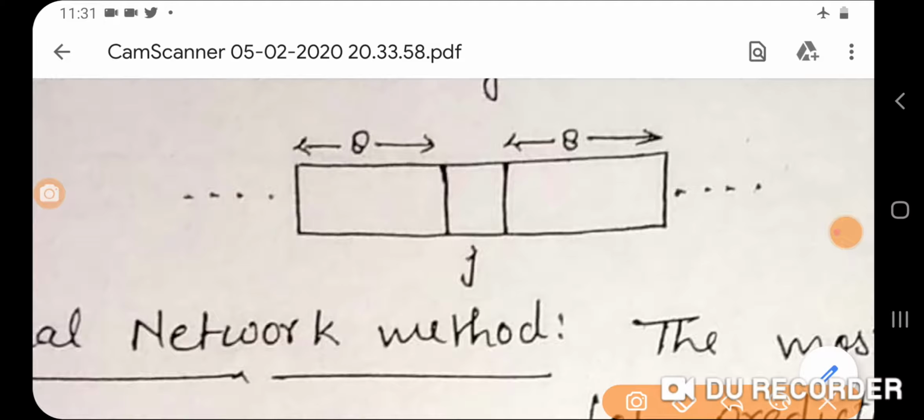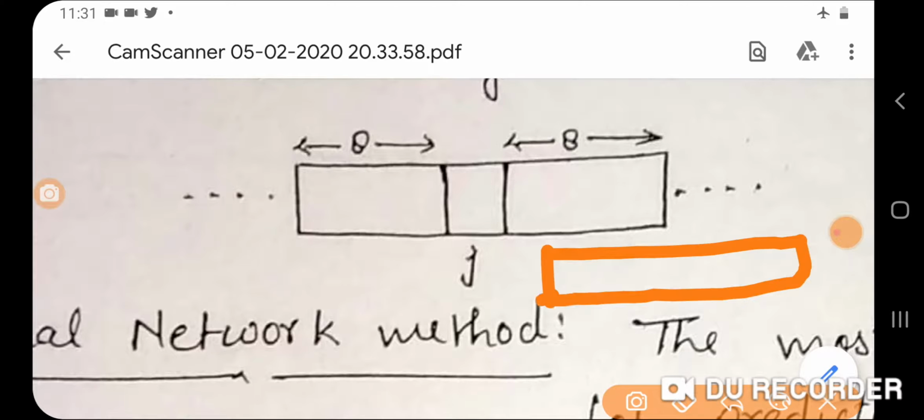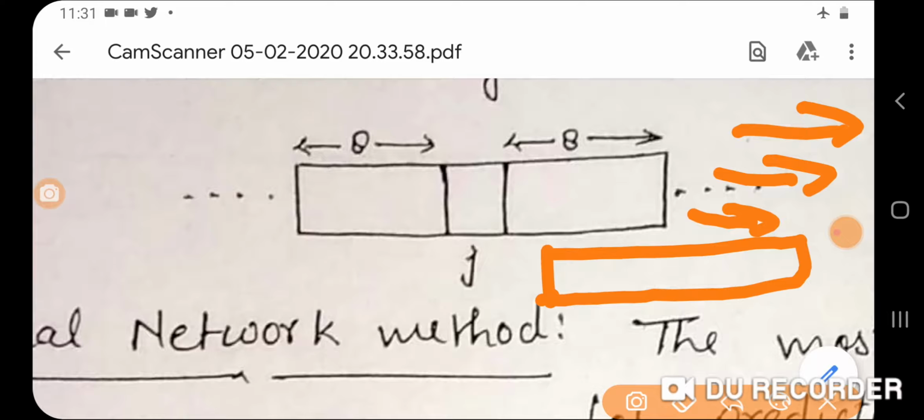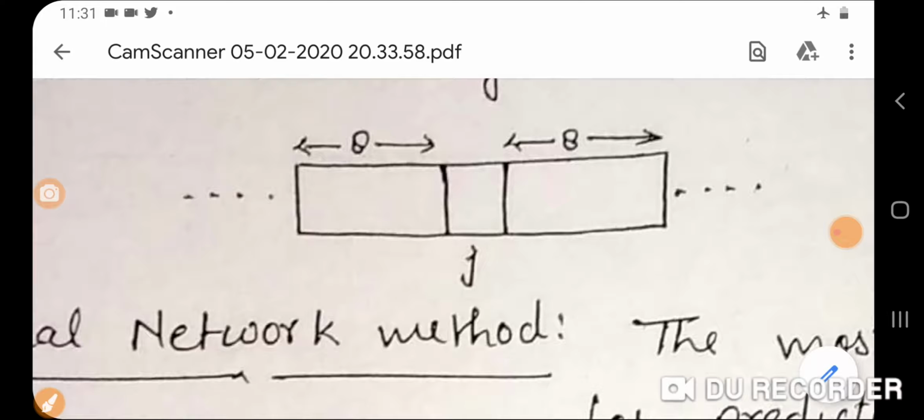You just draw another window and move it forward like that. You keep on moving. This is the process of solving the protein structure, one by one, you just keep on moving. Like that you can predict the whole secondary structure of a protein which is given to you. So this is the simplest method.